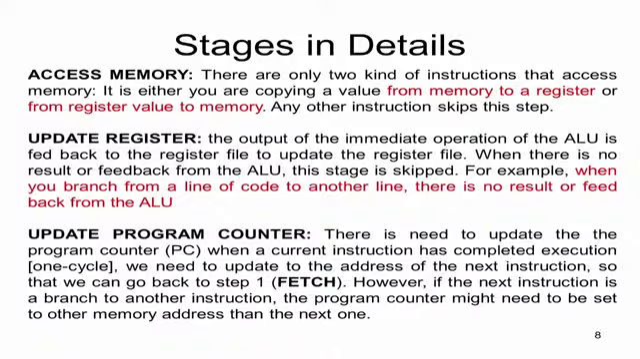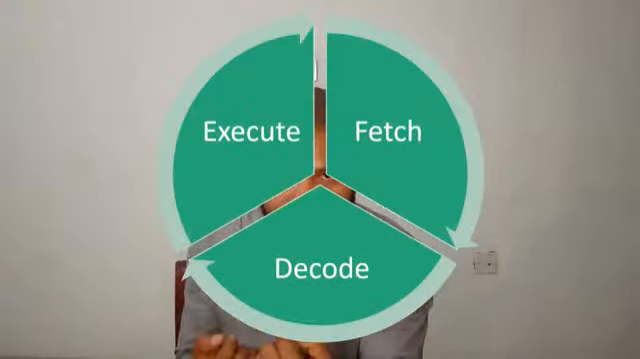Now we have the update of program counter. The program counter is a special kind of memory in the processor. It is a register, a memory in the processor, and there is need to update the program counter, PC, when a current instruction has completed execution. Remember I said there is a repeated cycle. You fetch the instruction from the user, you decode it. In the decoding, you move it from human language to machine language, and then after that, you execute.